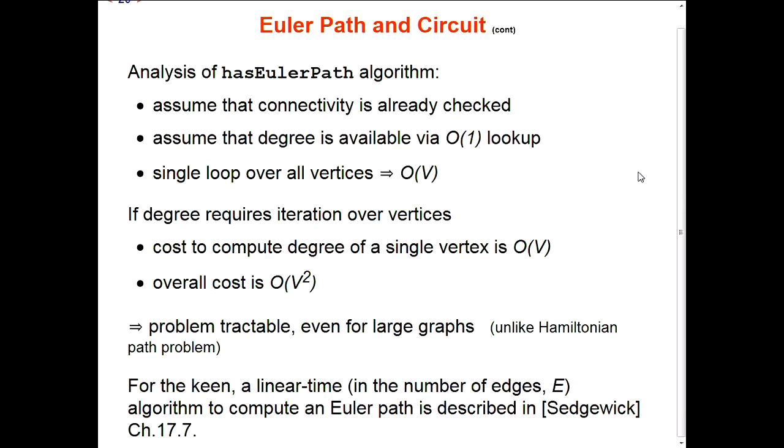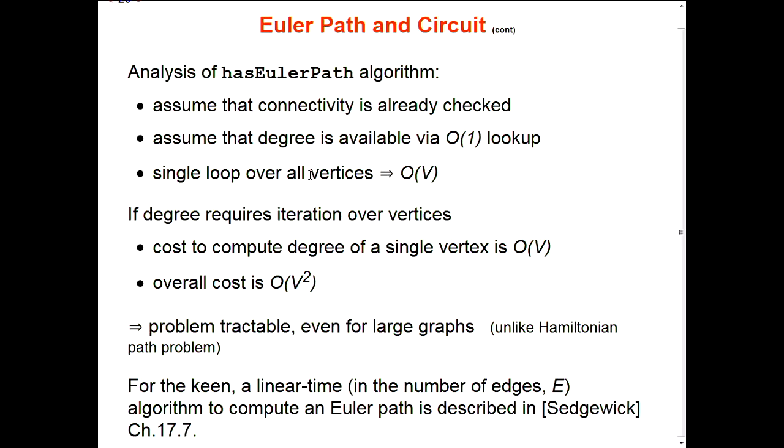If we look at the complexity of this algorithm, then under the assumption that we've already checked connectivity, so we would only run this algorithm if we know that the graph is connected, we assume that we have computed the degree for every vertex. So this is really just a lookup table. Then the algorithm itself was a single loop over all vertices. We basically had to check whether all vertices have degree even. And therefore, the time complexity for this algorithm would simply be O(V) for that single loop.